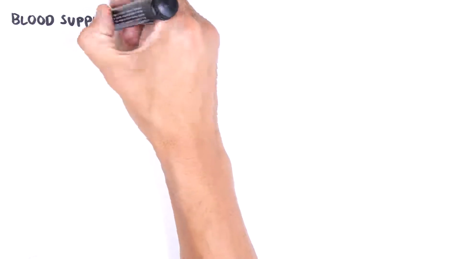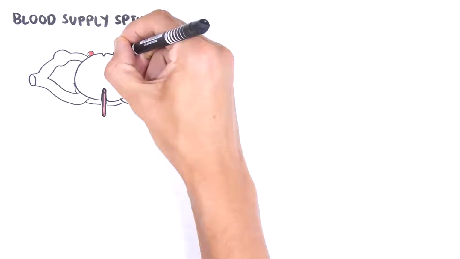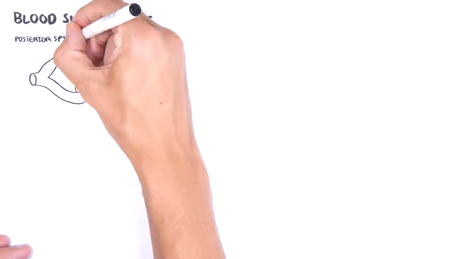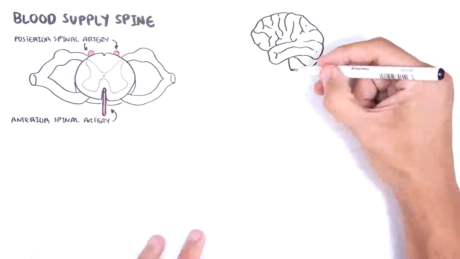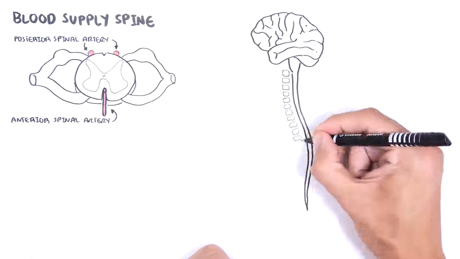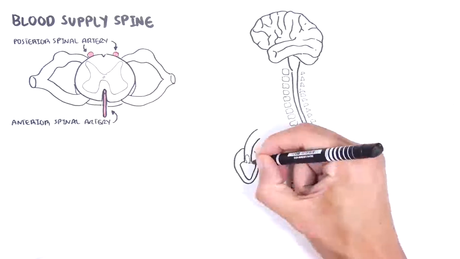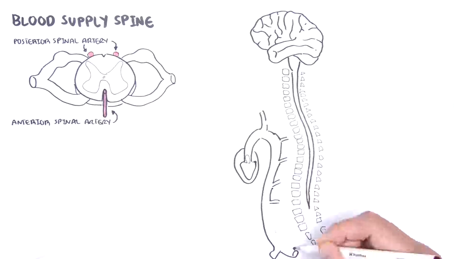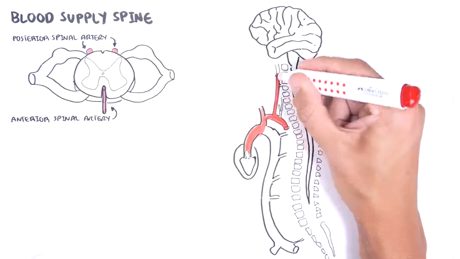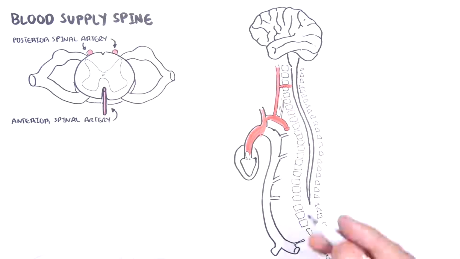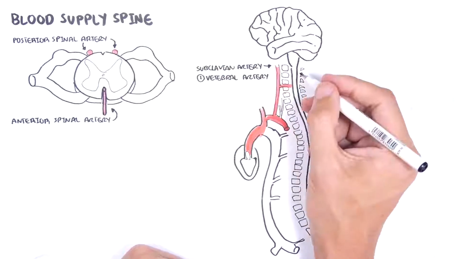Let's talk about the blood supply to the spinal cord, which we already briefly mentioned. The spinal cord receives two main blood supplies, the two posterior spinal arteries and the anterior spinal artery. These arteries run along the spinal cord. The posterior and anterior spinal arteries are branches of different arteries depending on the segment or section of the spinal cord. So for example, in the upper spinal cord, the posterior and anterior spinal arteries arise from the vertebral artery, a branch of the subclavian artery.